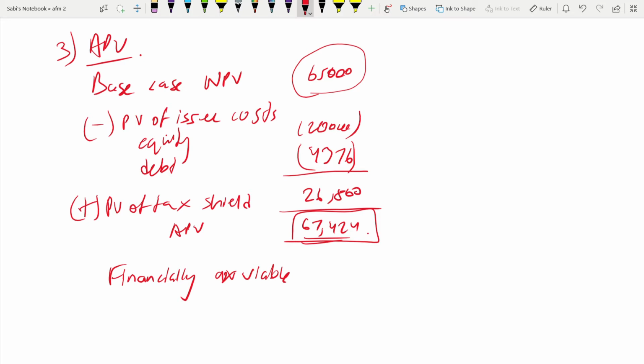Now we are going to add with this adjusted present value additional things and then do a final question on adjusted present value with all the other additional stuff.